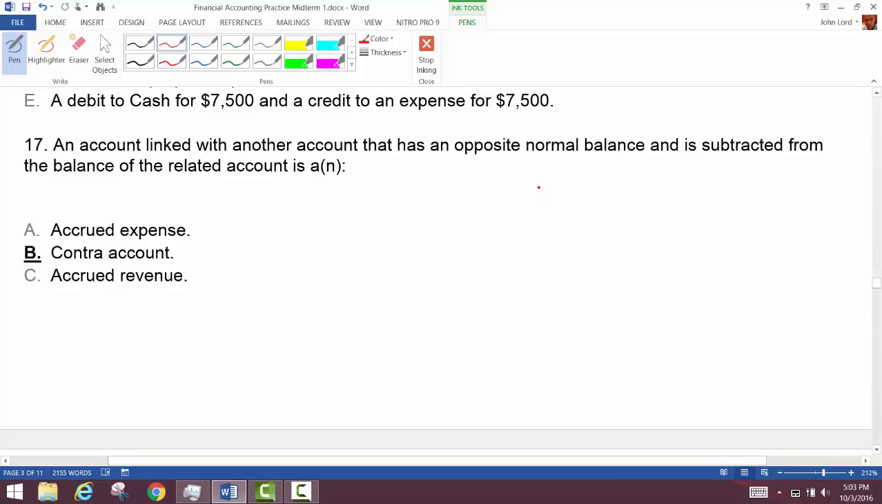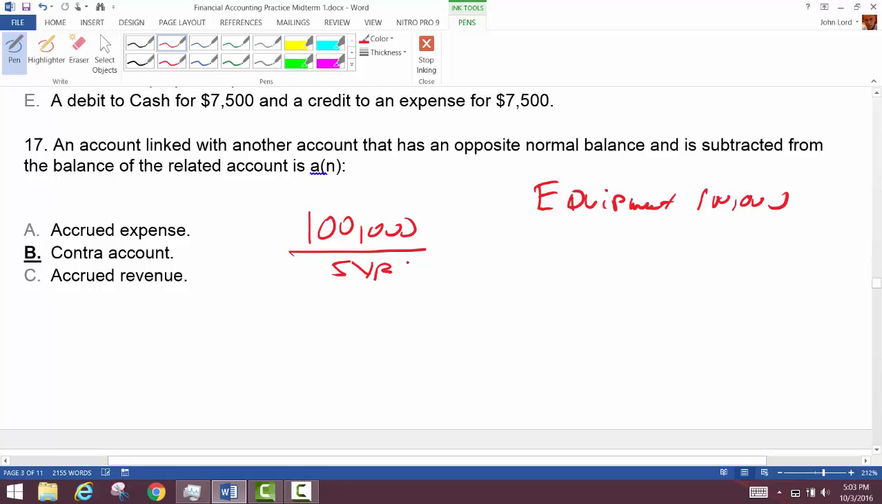I own a piece of equipment. I paid $100,000 for it. It has a 5-year life. I'm going to take $100,000 and I'm going to divide that by how many years? 5 years. That means if I don't have a salvage value, I'm depreciating that asset at how much per year? $20,000 a year. Good. So at the end of year 2, how much is my accumulated depreciation?